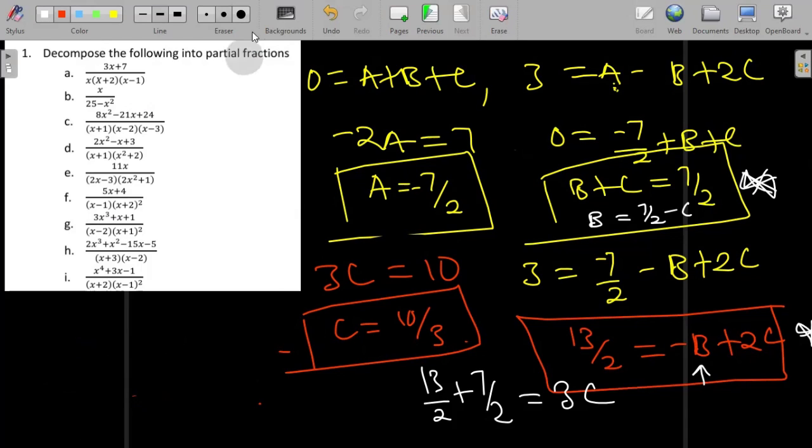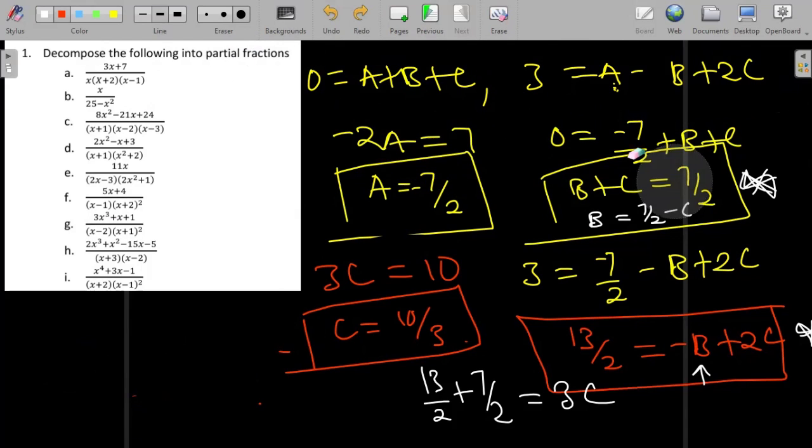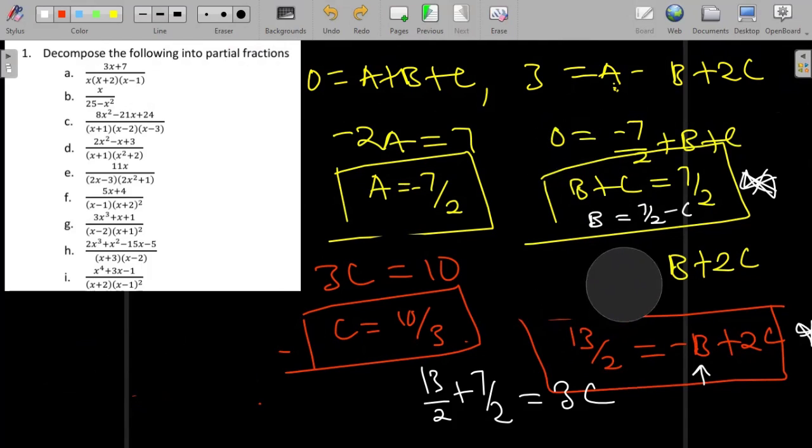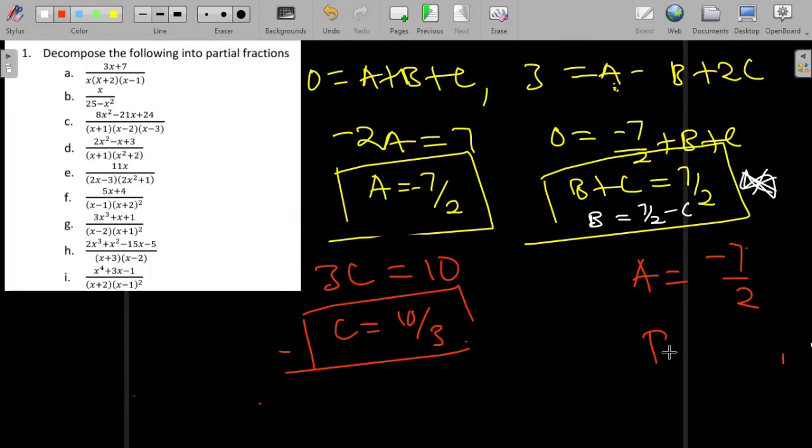So the remaining one now is just the b. Okay, so we can erase this part. Let's write what we found so far. A, we found it is minus 7 over 2. C, not B, we found it's 10 over 3.